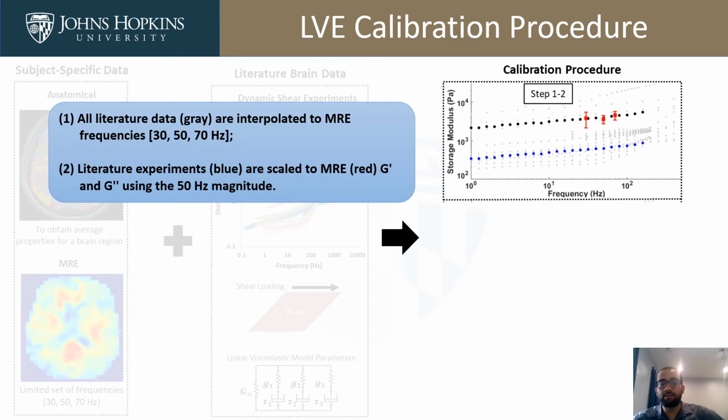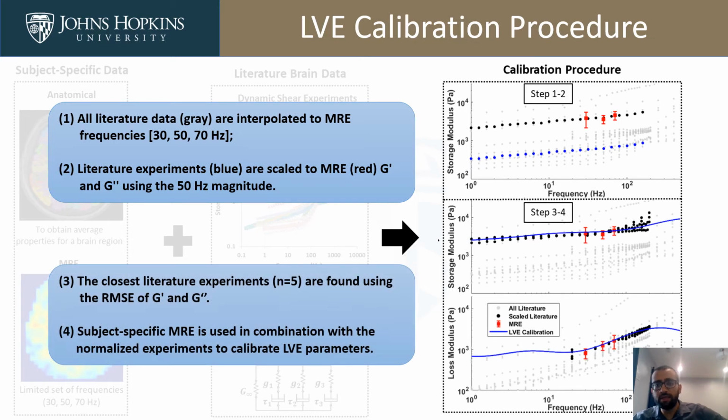And then we can scale the literature experiments. So here in blue, I'm showing the original experiment from the literature, and in black, the scaled up to the MRE data. And then we can pick a number of experiments. So in this case, I'm choosing 5. The experiments that match closer to the MRE data in both the slope and the magnitude of where they are after they've been scaled. And then I can take that data and supplement my linear viscoelastic calibration by equally weighting both the MRE data and the scaled literature data. So this extends my range in the frequency domain.